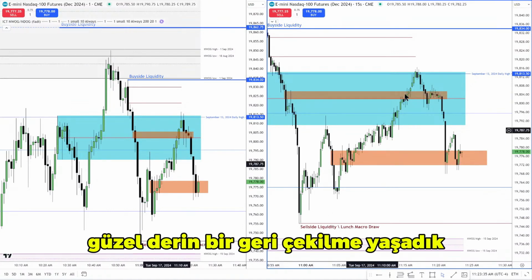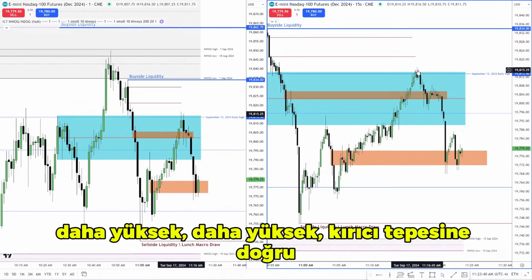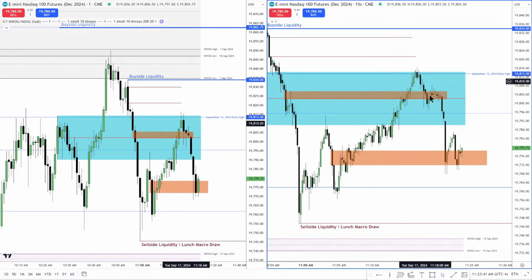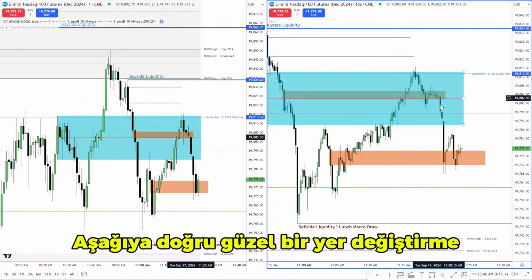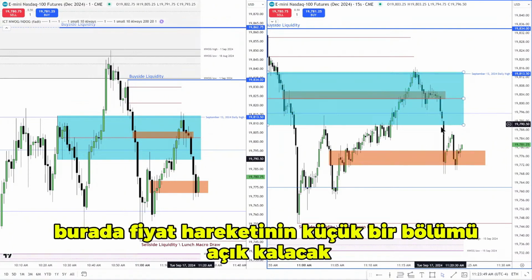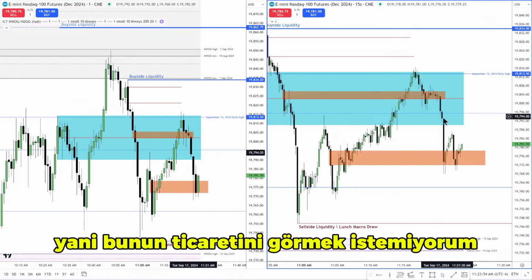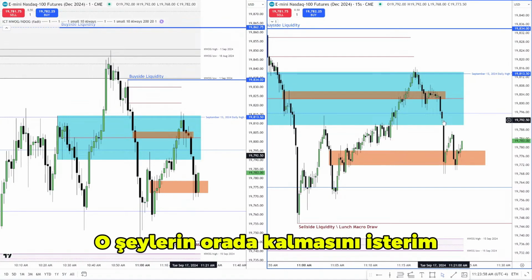We had this nice deep retracement. It pressed higher, higher, higher, higher, higher to the top of the breaker. We couldn't find inversion there. All the body stayed inside of it. Nice displacement to the downside. We rallied back up. I want to see this small little segment of price action here stay open, meaning that I don't want to see it trade back to the bottom of that blue box or into that volume imbalance. I'd like to see that stuff stay there.